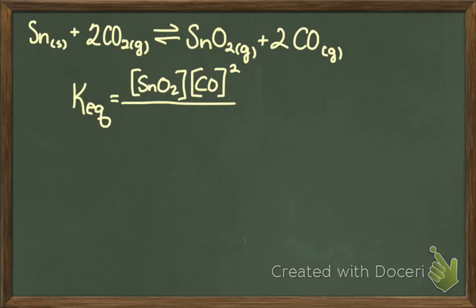Now when I look on the reactant side, I have tin as a solid and I have carbon dioxide as a gas. So the only thing I will put in the denominator will be the concentration of the CO2 gas. I'm also going to put that to the second power because there's a coefficient of 2. So that would be the equilibrium expression for that particular reaction, and then we could solve and find the value of K, and that K value will tell us if products or reactants are favored in this expression.